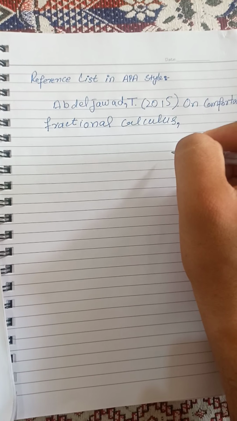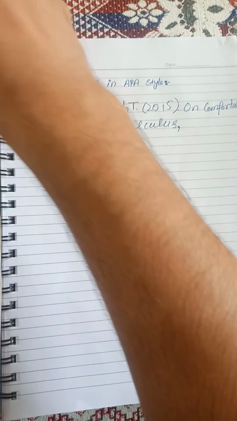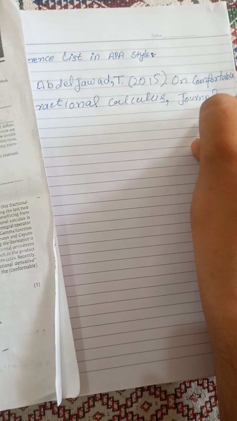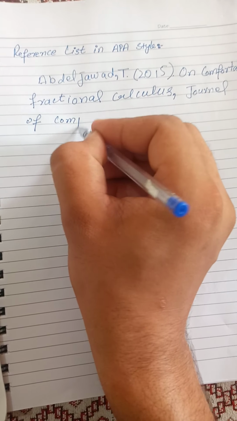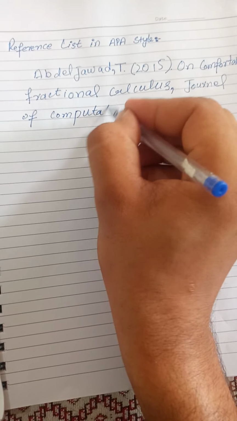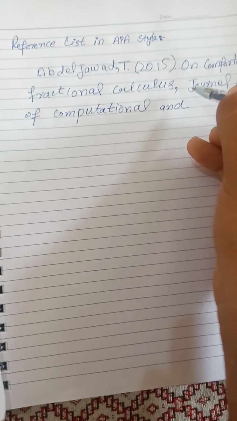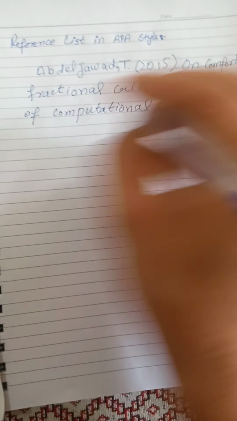Next, comma, then we write the journal of the research paper. What is the journal of the research paper? This is the journal of the research paper: Journal of Computational and Applied Mathematics.